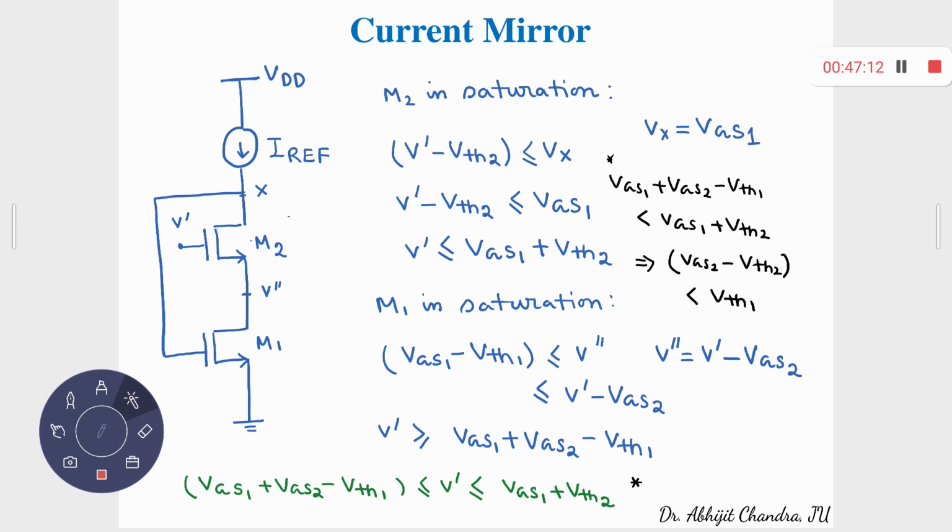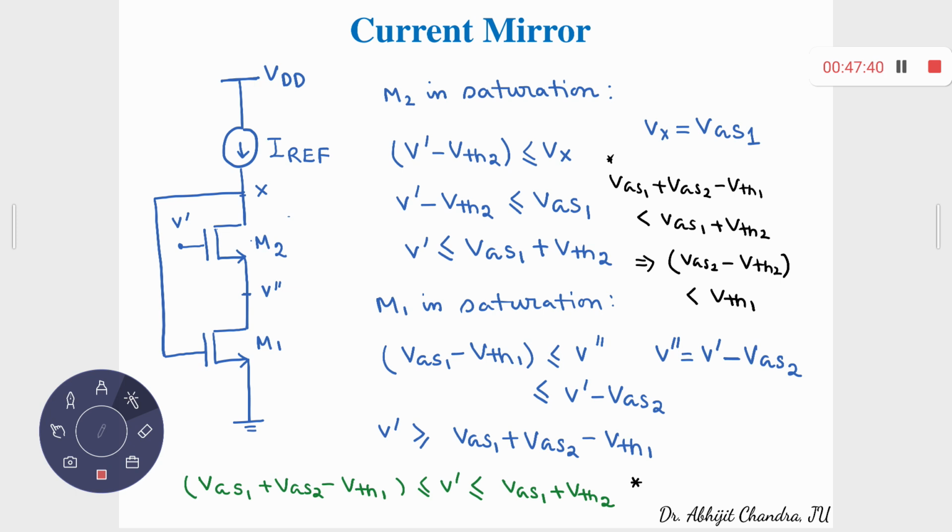Right? This is a part of the coupling circuit. Still, I have to synthesize this V dash. The condition is that V dash has to be there within that. That means V dash must satisfy that particular inequality condition. That means VGS1 plus VGS2 minus VTH1 should be less than V dash, which should be less than VGS1 plus VTH2.